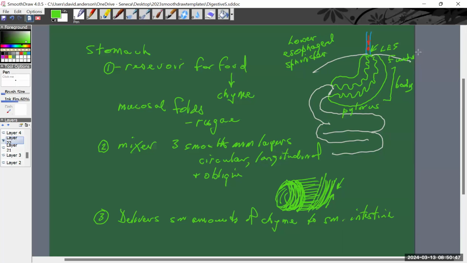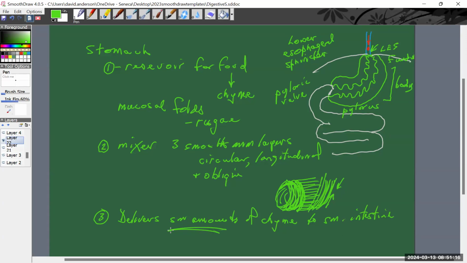We'll talk about that in just a minute. But this valve right here is called a pyloric valve or pyloric sphincter. And that's what's going to regulate small amounts of chyme being introduced to the small intestine. So we don't want large volumes being introduced to the small intestine because we want to be able to digest and absorb, and that takes time.